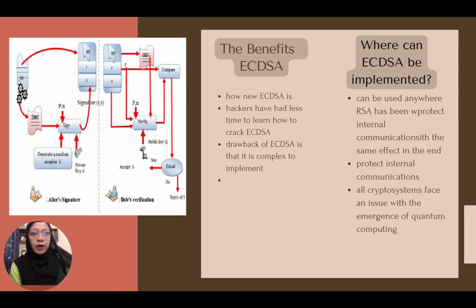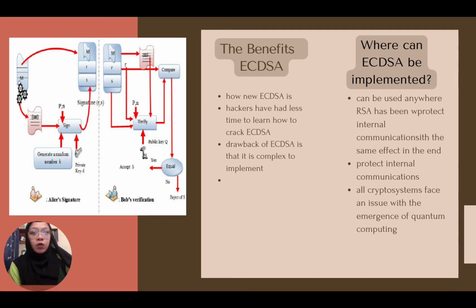So, we move to the last one, about where ECDSA can be implemented. ECDSA does not just need to be used in signing of certificates; it can be used anywhere RSA has been, with the same effect in the end. Public key cryptography methods are found everywhere from TLS or SSL to code signing. The government uses ECDSA to protect internet communication.